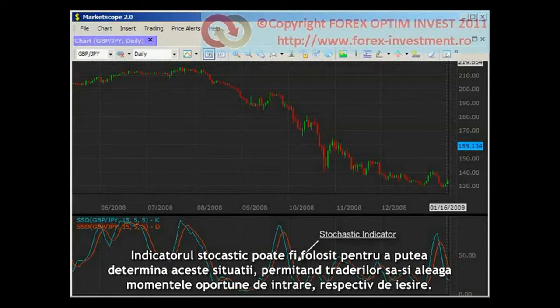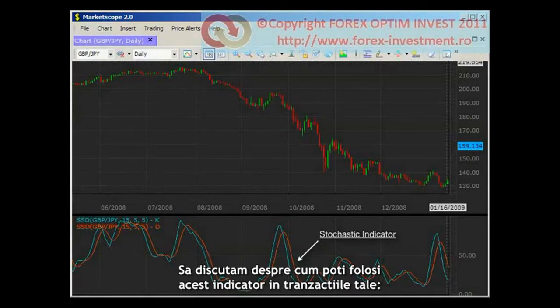Stochastics can be used to help locate these situations, allowing traders to better time their entries and exits. Let's talk about how you can use slow stochastics in your trading.